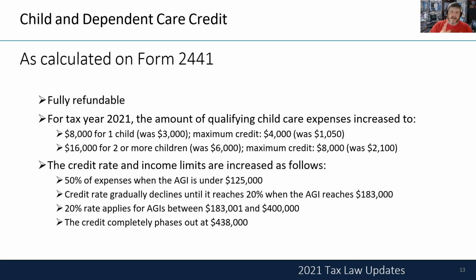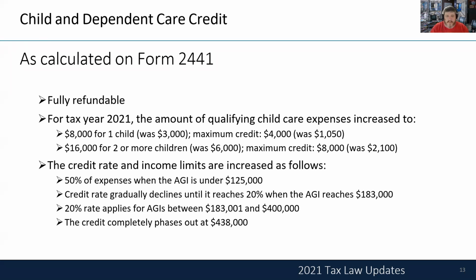Now, your clients, if they've heard anything about this at all, are going to hear two numbers, and they're always going to focus on the larger number. I'm going to get a $16,000 credit for childcare. No, you're not. The most you will get is $8,000. And that is if you have $16,000 in expenses.